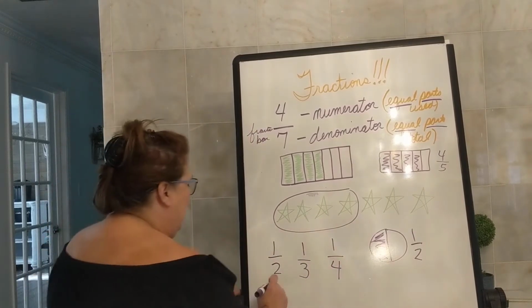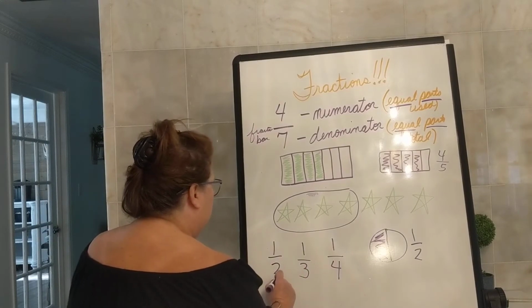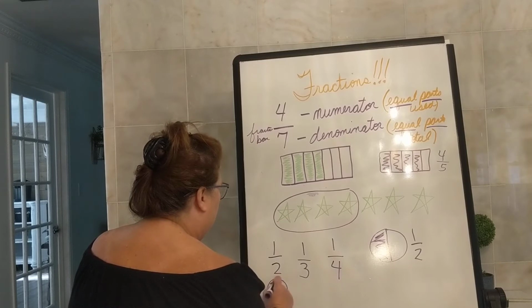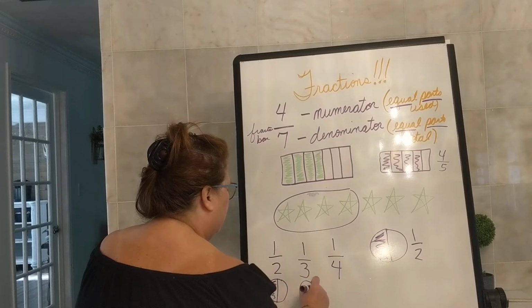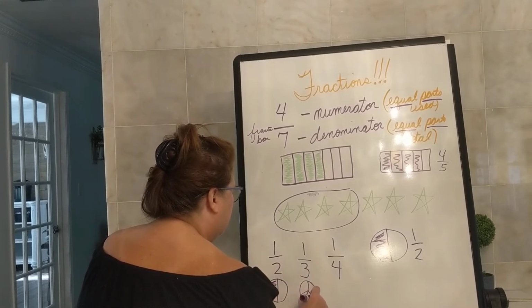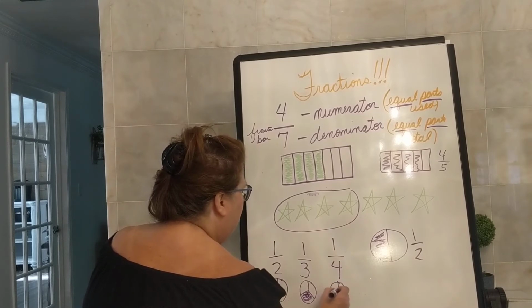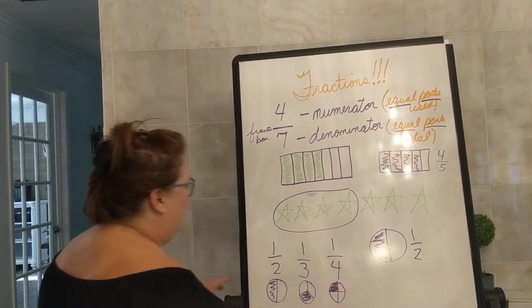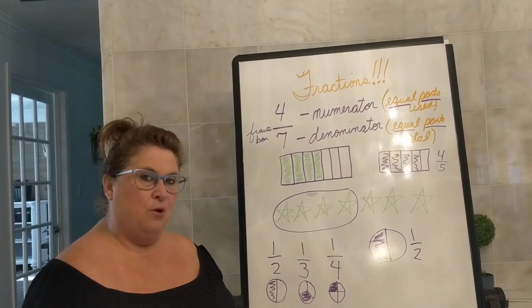Now watch, I'm going to pretend I'm making her pie. So here's her first pie. She cut it into 2 pieces and gave 1 piece away. Here's her second pie. She cut it into 3 pieces and gave 1 piece away. And here's her last pie. She cut her last pie into 4 pieces and gave 1 piece away. So on your paper, write 1/2, 1/3, 1/4.